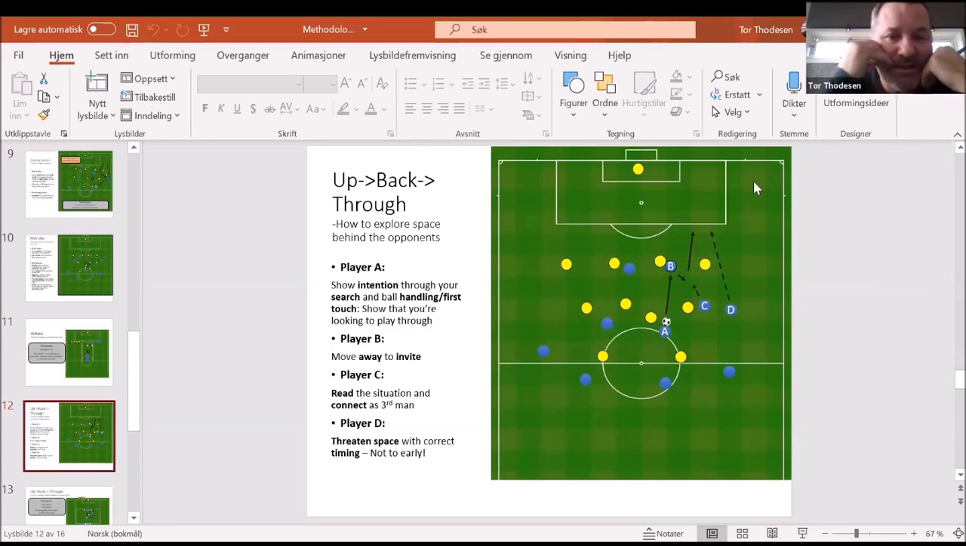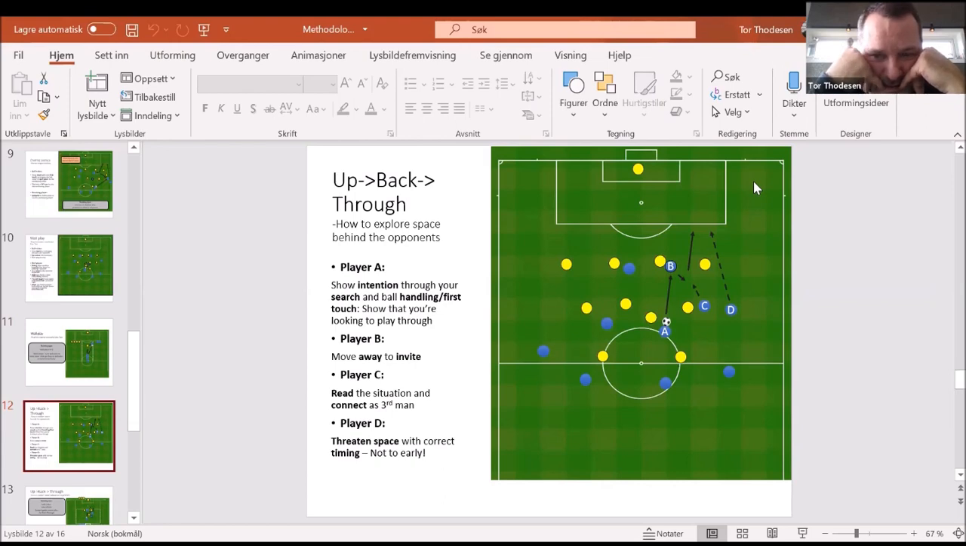Here, simple up, back, through. Speaking to players, what is the difference between playing D directly into the space and then playing an up, back, through? And of course, you have the risk management, whether it's possible to reach a guy directly in the space behind them. If they operate well in defense, it will be harder, of course.